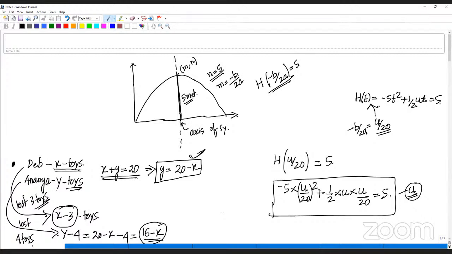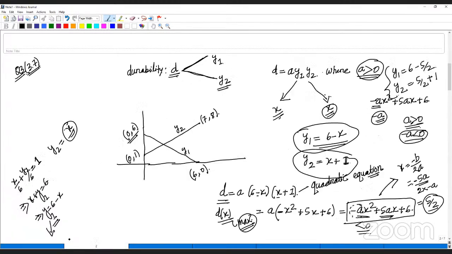and Ananya has y number of toys. Okay. And in the beginning, it's saying that the sum of x plus y is 20, right? Yes, sir. That means I can write y is equal to 20 minus x. Yeah, I got that one, sir. I'm not clear with the last step, sir.